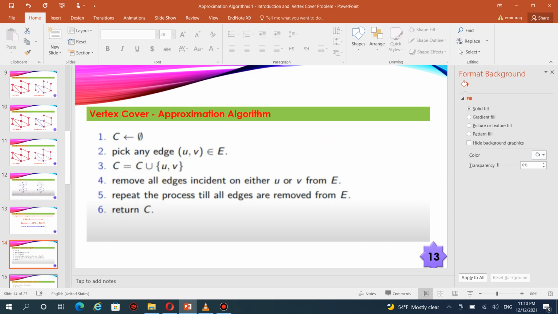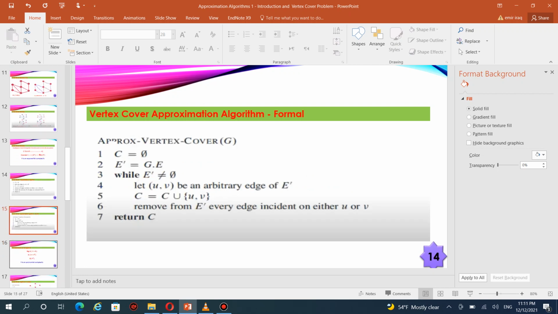After selecting U and V, we will remove all edges incident on either U or V from E. Anything incident to U or V from E will be deleted. After that, we'll repeat this whole procedure until all edges in E are removed. After that, we'll stop and return the result in C. This is the vertex cover approximation algorithm.